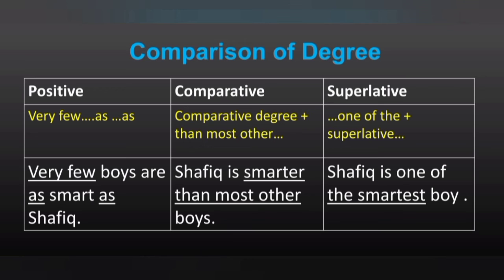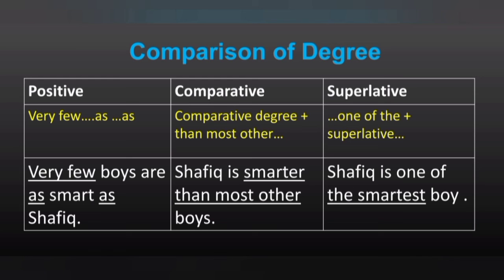So how can we change this one into comparative degree? "Shofik is smarter than most other boys." That means the number of smartest people in the superlative degree should be small. The boys like Shofik are smarter than most other boys, because most other boys are not as smart as Shofik. So we have used the comparative degree and the term "than most other".